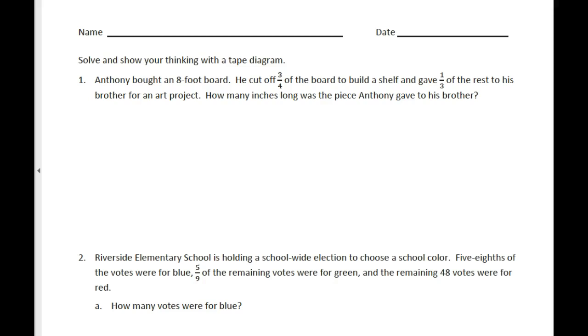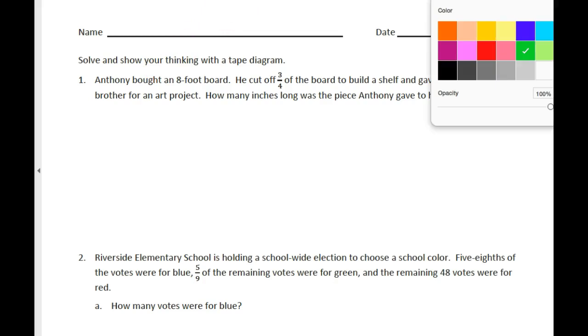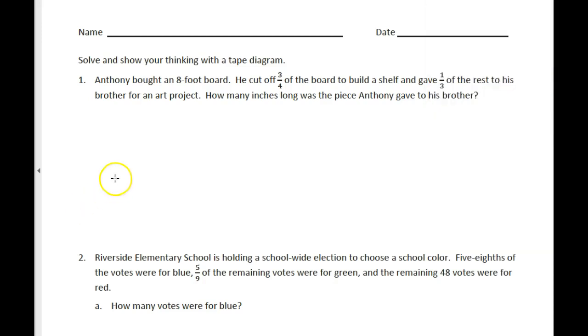This first one here, Anthony bought an 8-foot long board. So let's draw the board. And I'm going to see if I can go brown or something like that, so it's a different color. We're going to go gray. Okay, here we go. So here's the board, and use your imagination. That's 8 feet long.